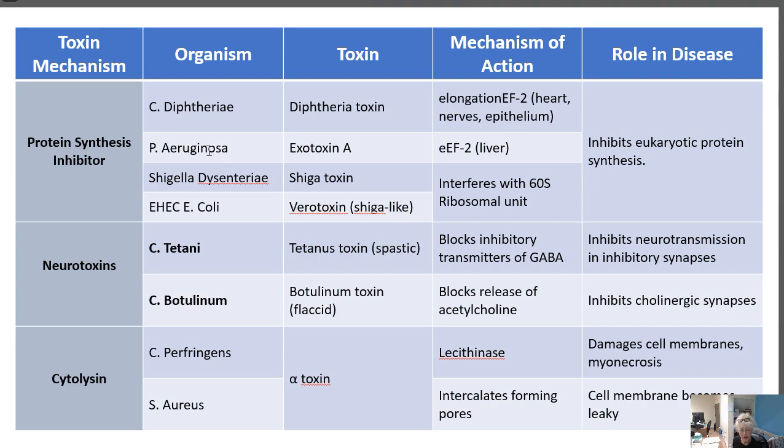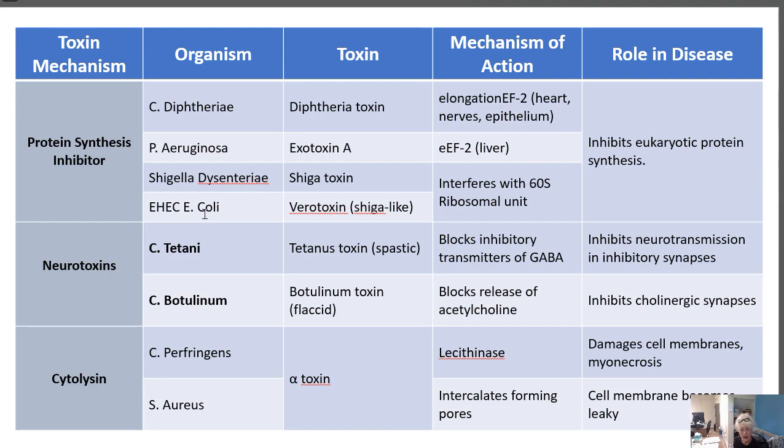P. aeruginosa has an exotoxin A. So aeruginosa, exotoxin A. It also has a mechanism of action, which is the elongation factor, particularly dominant in the liver, and it also inhibits eukaryotic protein synthesis.